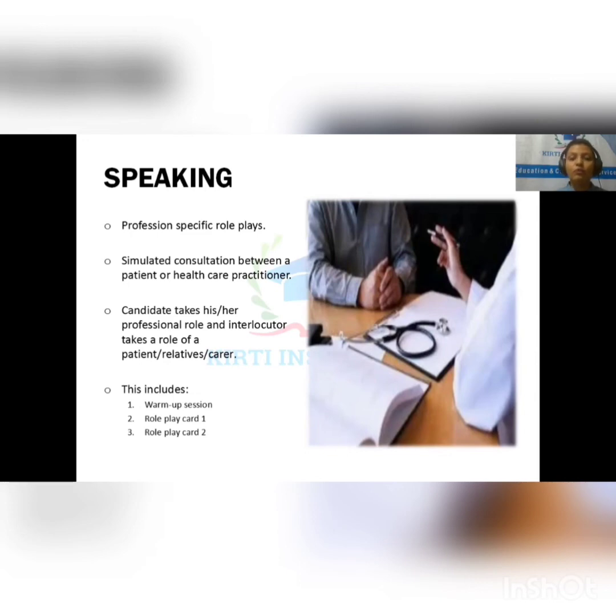Let's see what all parts are there in OET speaking. It starts with an ID check. Initially, the interlocutor will make sure that you are the same person who has registered for the test. Then there will be a warm-up session, which is completely non-evaluative. You are not going to be scored on the basis of the warm-up. This is designed to make you comfortable with the interlocutor.